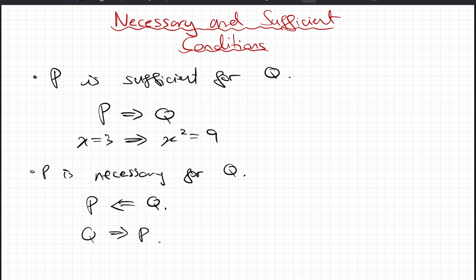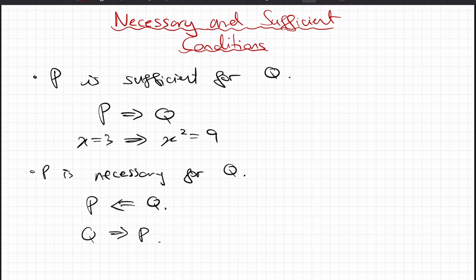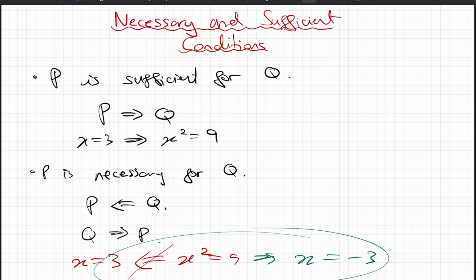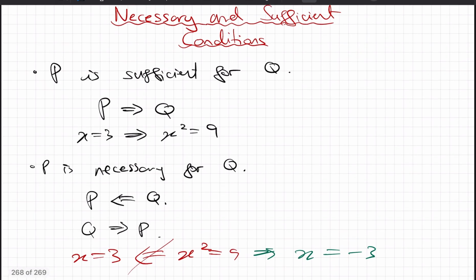And you'll see this example doesn't work anymore, because x equals 3 is not implied by x squared equals 9. That's not true, because this could also imply x equals minus 3. So clearly x equals 3 is not necessary for x squared equals 9. And yeah, that's basically it. That's the simple way of understanding sufficient and necessary.